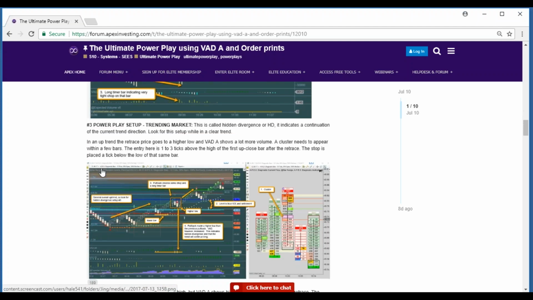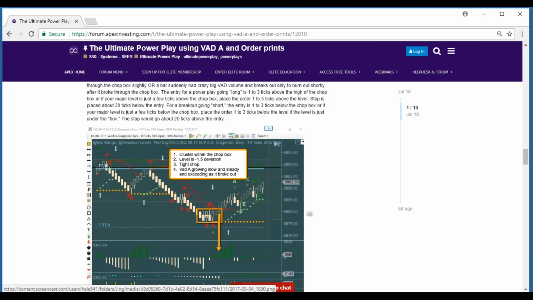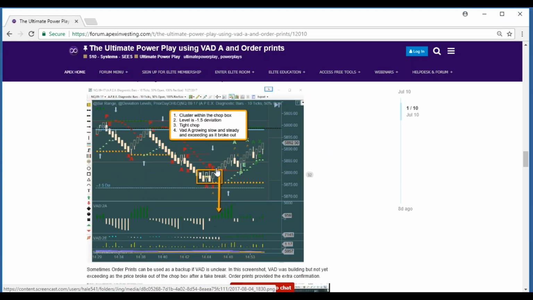Let me see if I can just find another quick example. I think you guys understand where I'm going with this, but I just want to make sure. All right, what about here on the number 4 power play setup? We've all seen a breakout and a chop. So what are we doing? We're going up, right? We're buying, correct?